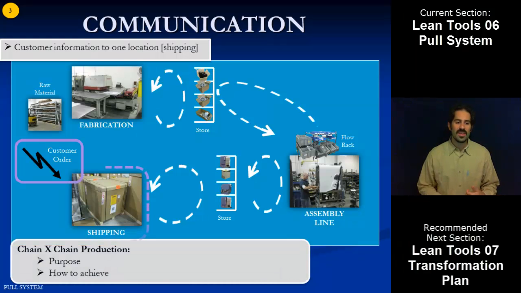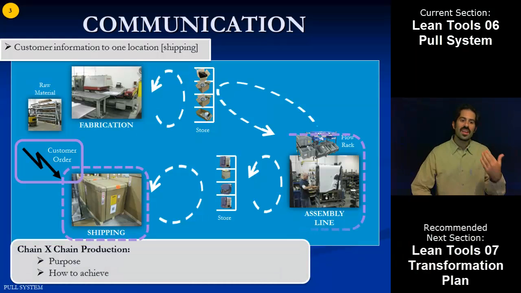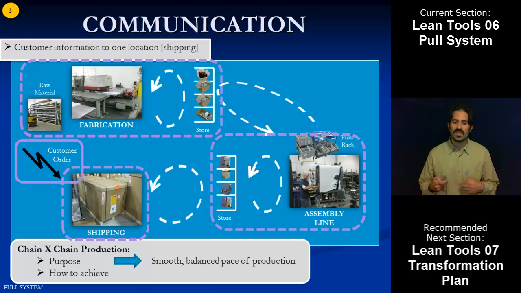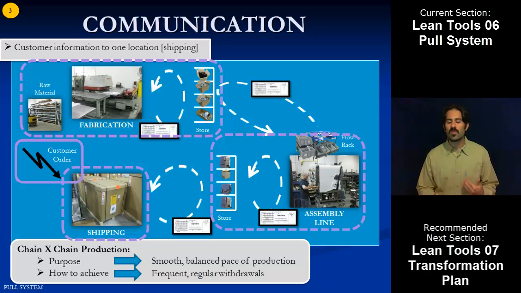And so what shipping does is start this idea of chain by chain production. The purpose for it is we want a smooth, balanced pace of production, right? We talked about it with takt time, continuous flow. And the way we achieve it is through frequent, regular withdrawals from all of these stores. So what happens in a pull system is the customer order comes only to shipping. And the customer says, I would like 1 unit of type A.